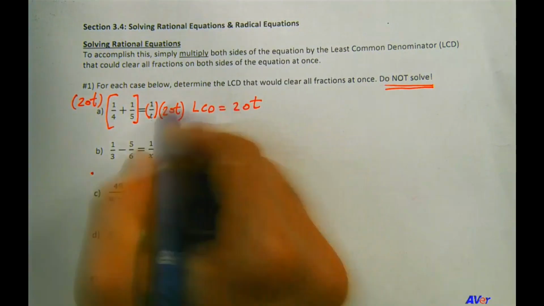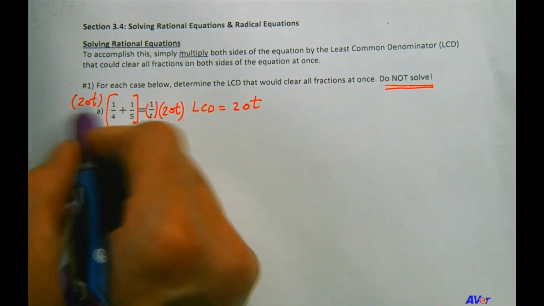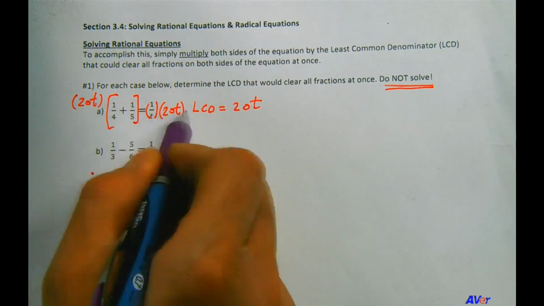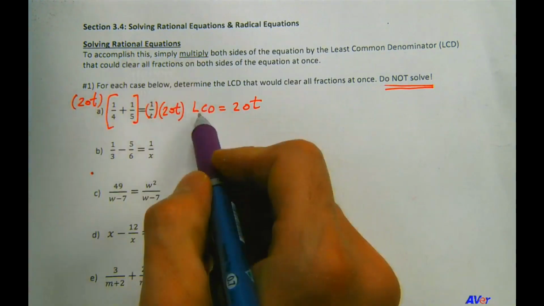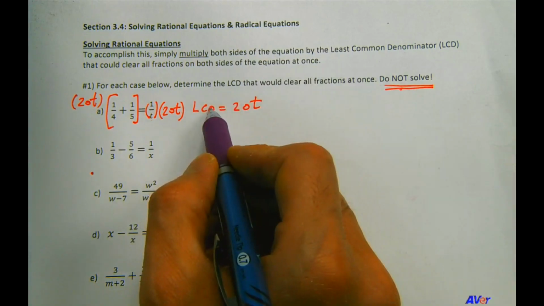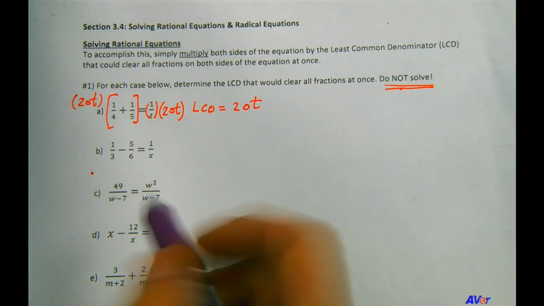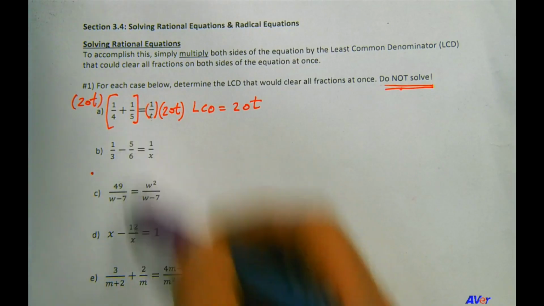Notice that 1 over t is being multiplied by 20t. All of the left side is being multiplied by 20t. The same terms are multiplying the equation on both sides. So here we're not solving. We're just figuring out what that LCD should be to clear all these fractions. Very soon we'll get to the same examples where we will actually solve these.